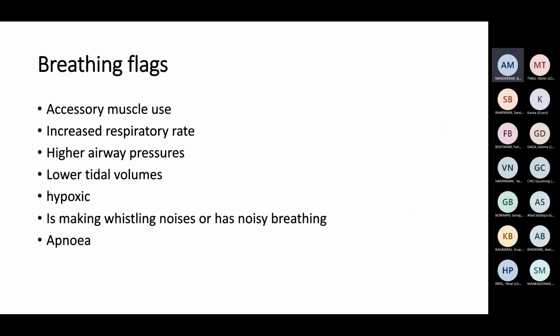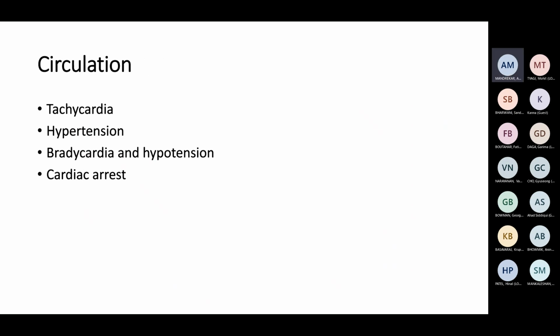Also, you can notice patients getting anxious, hypoxic, and using accessory muscles with an increased respiratory rate. If they're ventilated, you can notice lower tidal volumes or higher airway pressure. They start to become tachycardic and hypertensive in the beginning, but if they continue to deteriorate, that could change to becoming bradycardic and hypotensive and may go into arrest.